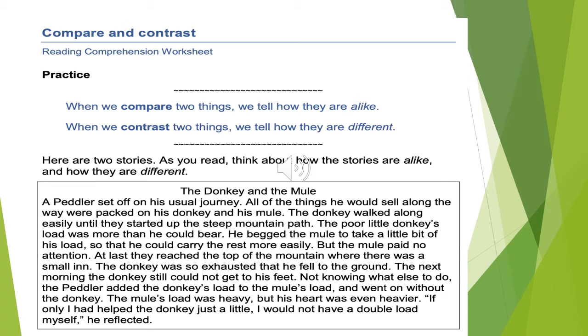And then the peddler set off on his usual journey. All the things he would sell along the way were packed on his donkey and his mule. The donkey walked along easily until they started up the steep mountain path. The poor little donkey's load was more than he could bear. He begged the mule to take a little bit of his load, so that he could carry the rest more easily, but the mule paid no attention. At last they reached the top of the mountain, where there was a small inn. Inn is like a small hotel.